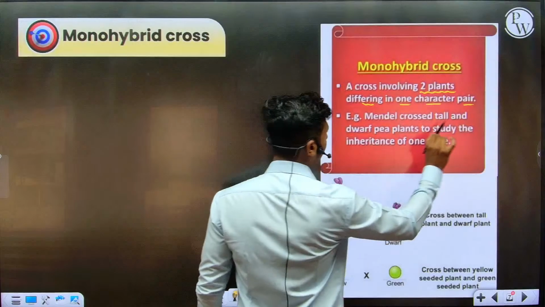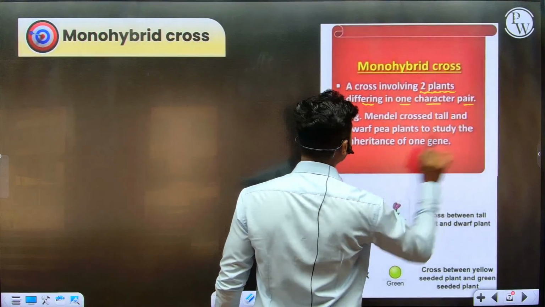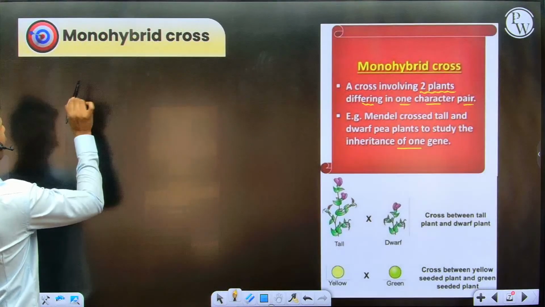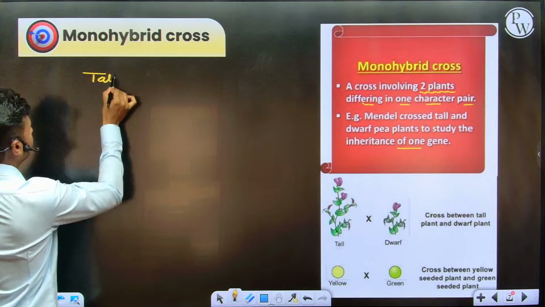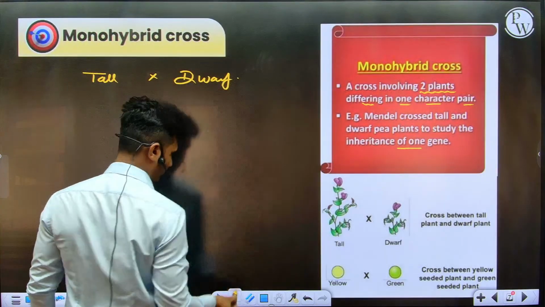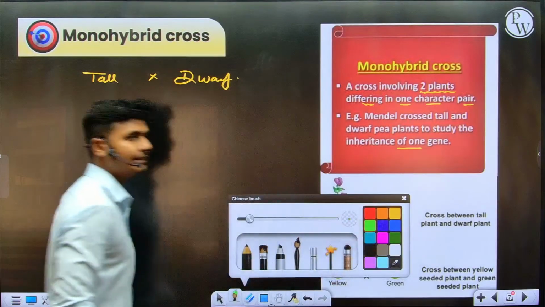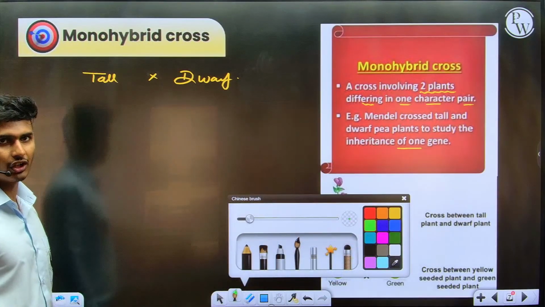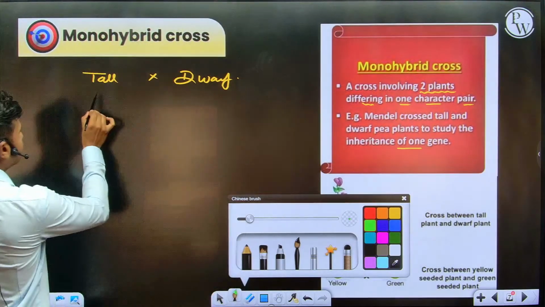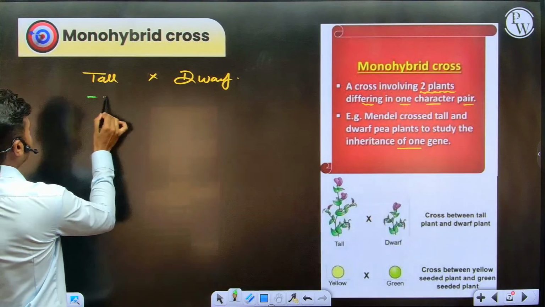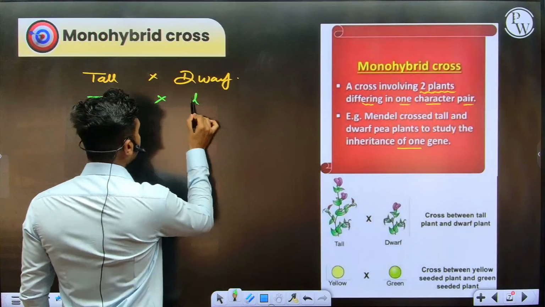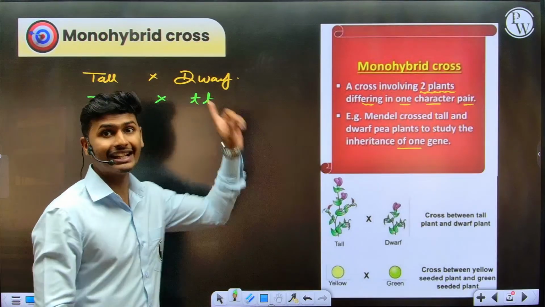like Mendel crossed tall and dwarf pea plants to study the inheritance of one gene. Look, if Mendel studied a tall and dwarf plant, here we are taking tall crossed with dwarf. Now what exactly are the symbols we are using? Not symbols, we call them alleles. So traits are tall and dwarf. Now the allele is capital T for tall, small t for dwarf, because they are pure line.